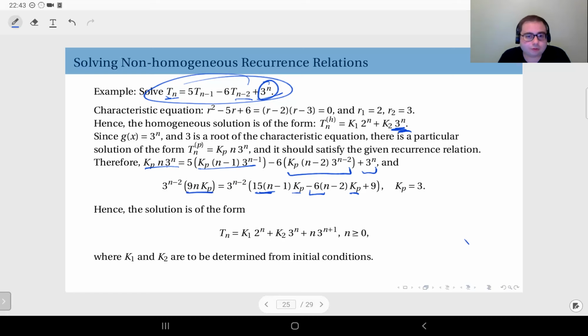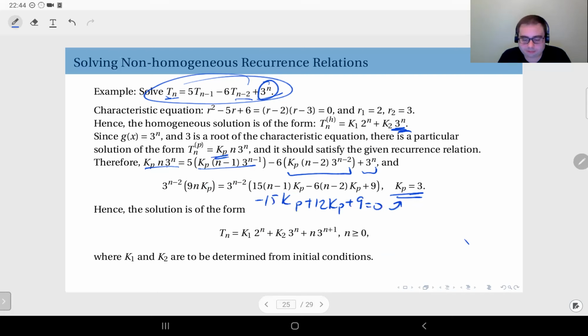So when you plug in the particular solution, if the terms with n don't disappear, then there's a problem, okay? You should be able to solve for Kp here, in this case, as a fixed value. It shouldn't depend on n. If it does, then you made a mistake somewhere, okay? So the terms with n disappear, and what remains is minus 15 Kp plus 12 Kp plus 9 equals 0, which gives you Kp equals 3.